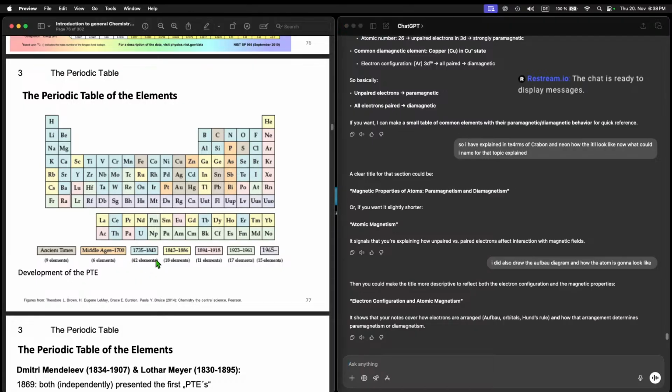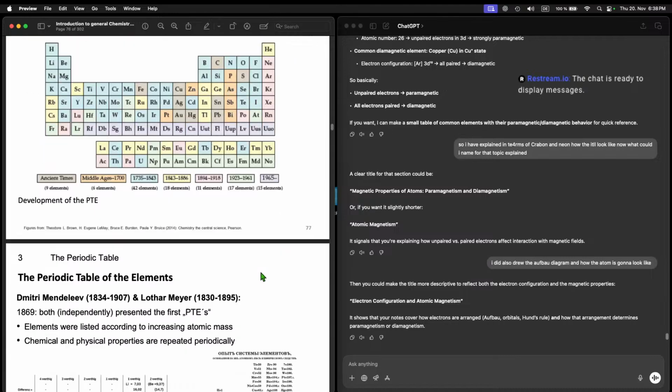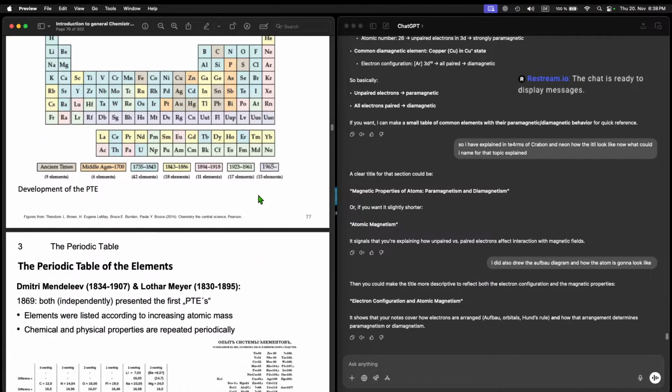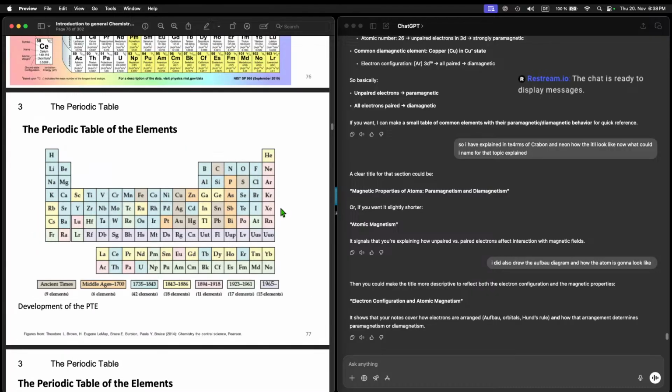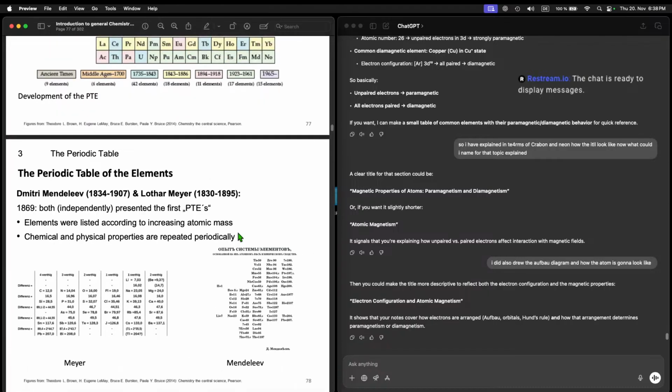Wait, we had 42 elements, then we cut down to 18, then 11, 17, 15. What? 15 elements? I don't get that. Why 15? This is not 15. Periodic table of elements.